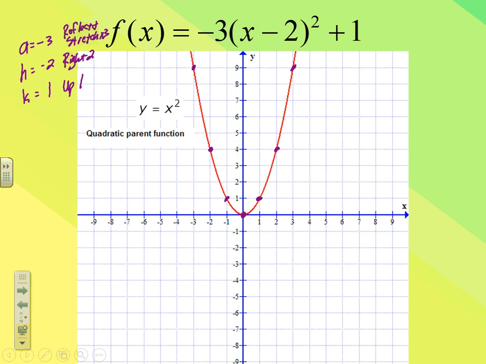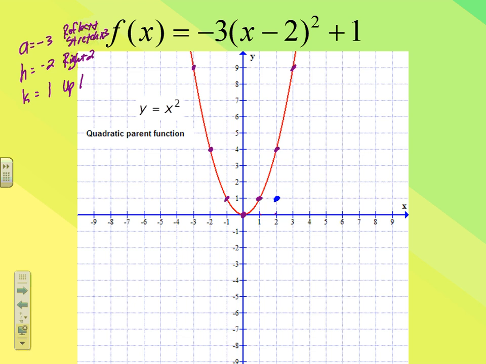So the transformations say move to the right 2 spaces and move up 1 space. So here is my new vertex. And let me go ahead and do that in a different color since I did my other points in purple. So there is my new vertex. So we've taken care of both of the horizontal and the vertical translation. Everything else is going to fall into place based on where the vertex is.